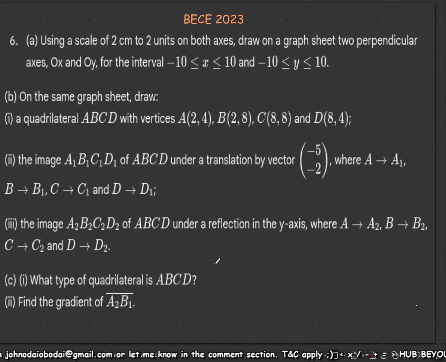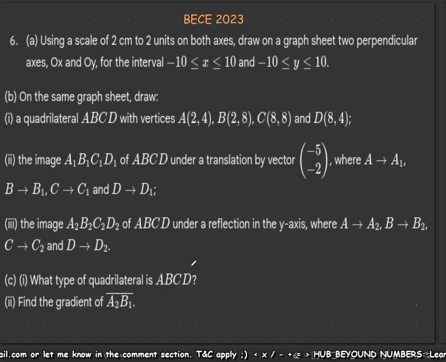The next question says, what type of quadrilateral is ABC? Quadrilateral ABC is actually a rectangle. There's no doubt about that. The reason being that all the angles are 90 degrees and the opposite sides are equal. So you just write it is a rectangle.